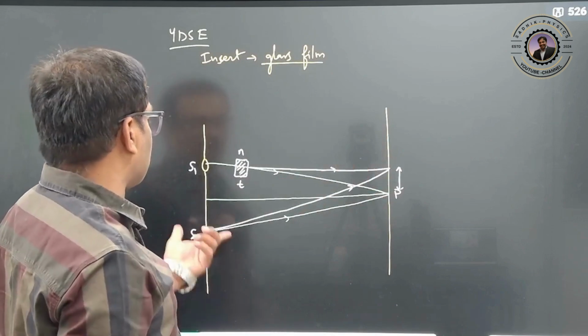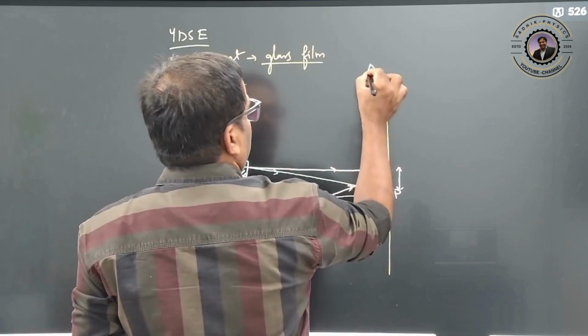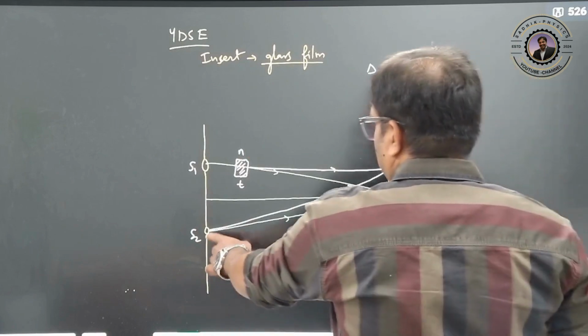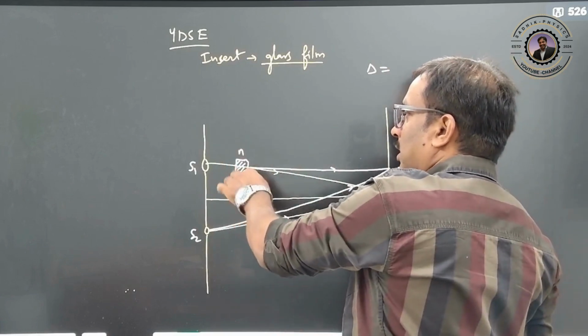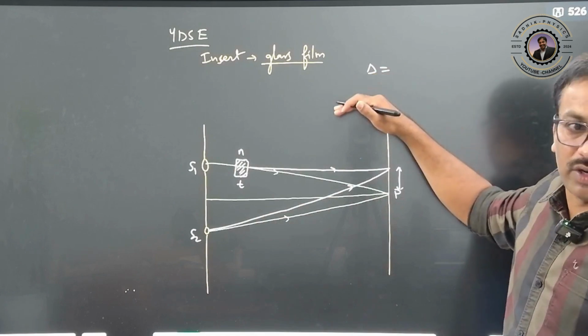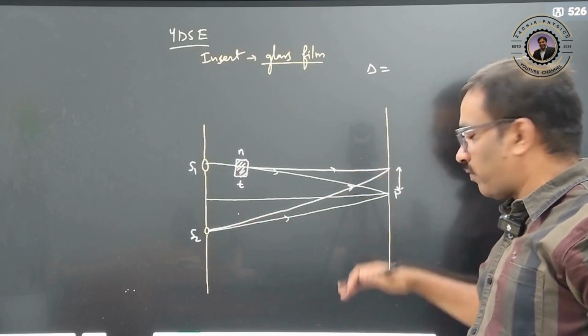Now we will get one path difference. How to calculate the path difference? Very important. First of all, one more important point: if you insert the slab on the top side, the central fringe will be shifted in the same direction, upward. And if you insert it downward, it will shift downward only.